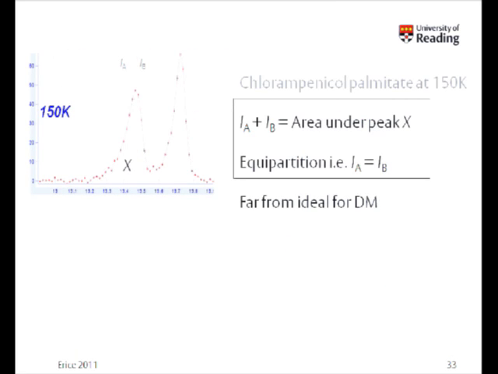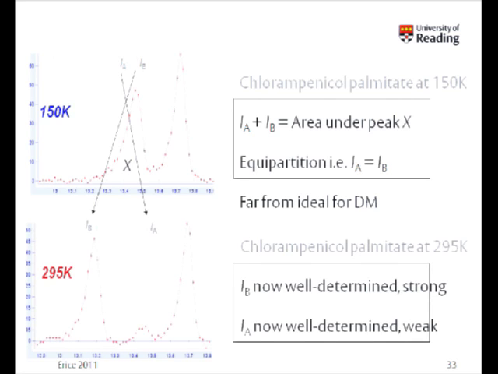So here's an extreme example of the antibiotic chloramphenicol palmitate, just concentrating on this peak here, with 2 contributing reflections, IA and IB, equal to the total area under the curve. Generally speaking, we have no basis to do anything other than equipartition the intensities, which is far from ideal for direct methods. If we change the temperature, we see these peaks crossing over and becoming completely separated. IB is now well-determined and strong, IA is well-determined and weak, and that's a much stronger piece of information for feeding into structure solution.